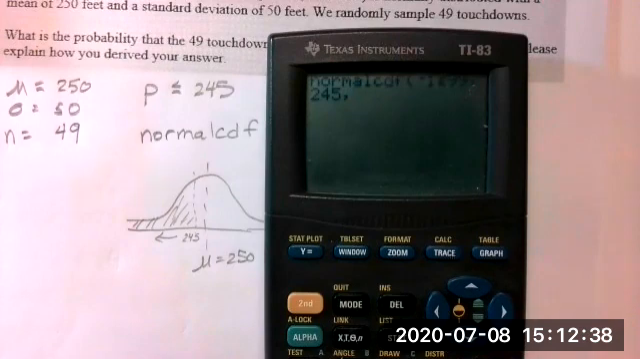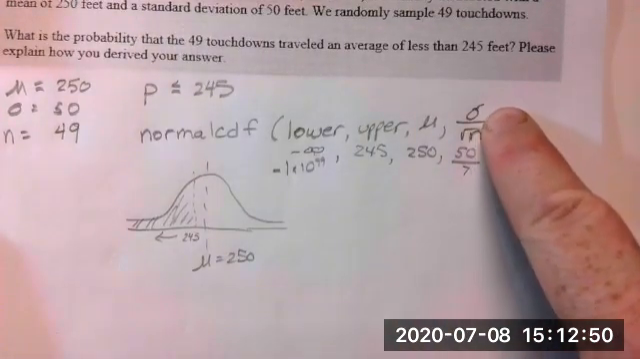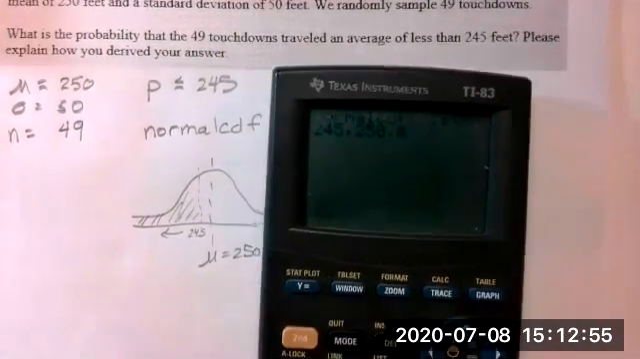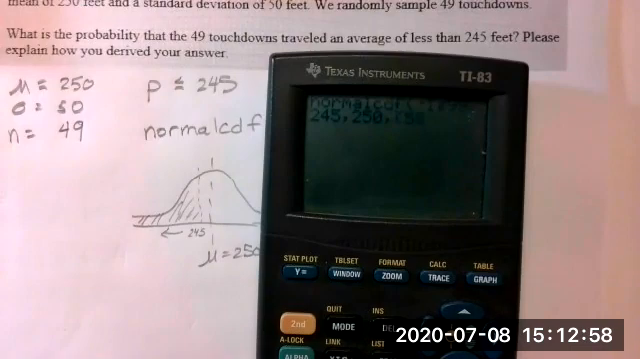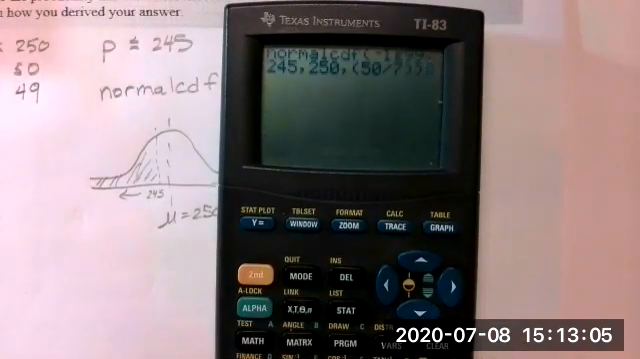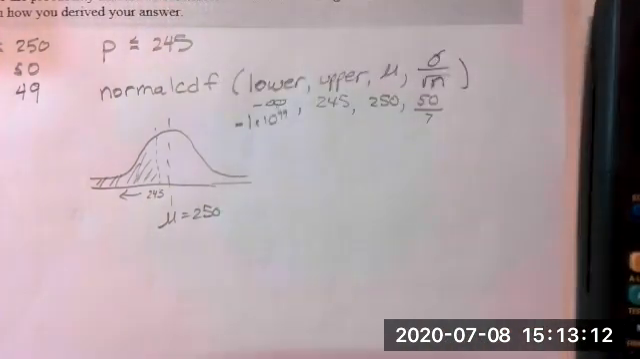My average is 250. And then I'm going to put in that normalized sample size. Again, to normalize that, I do the standard deviation divided by the square root of the sample size. That's going to be 50 over 7. So I'm going to put that in parentheses, 50 divided by 7. Then another close parenthesis to close off that normal CDF. And if I enter that, I get 0.2419.